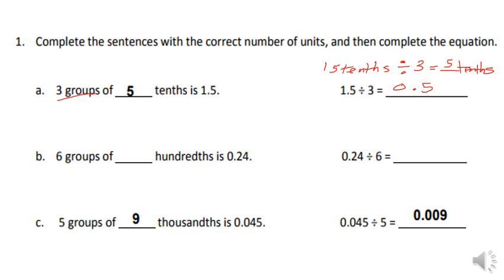On B, the same thing. We're going to take our basic math facts. Here we have 24 hundredths, so I'm going to write 24 hundredths divided by 6 equals something hundredths. Well, I know 24 divided by 6 is 4, because 4 times 6 is 24. So I know 24 hundredths divided by 6 is 4 hundredths. That means 6 groups of 4 hundredths equals 24 hundredths.